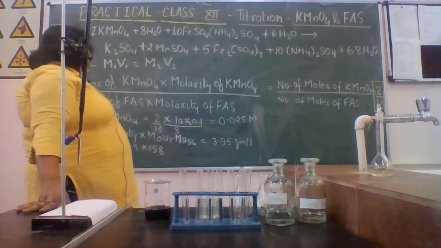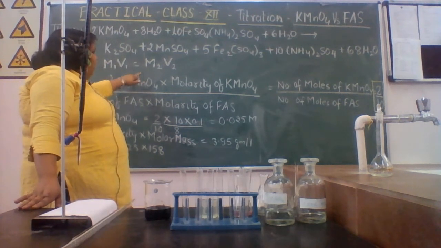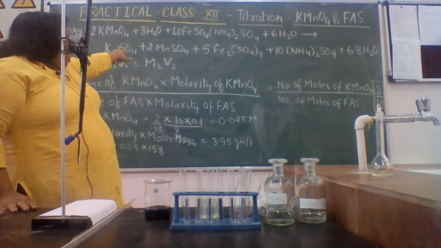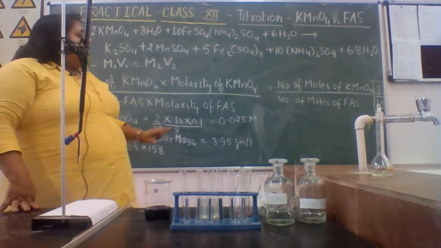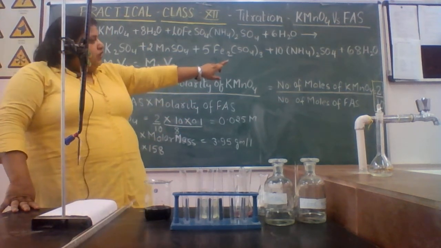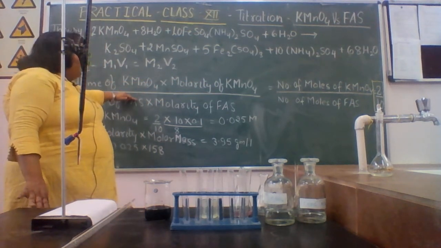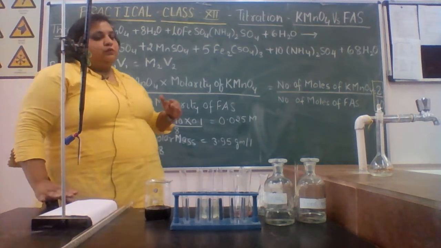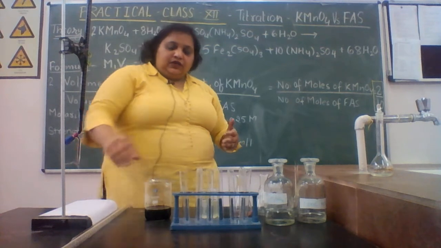What formula are we going to use? This is M1V1 is equal to M2V2, and on accounting to this, we have seen that 2 moles of KMnO4 are equal to the 10 moles of ferrous ammonium sulfate, that is why 2 by 10. This formula we will use for the calculation purpose. First, I am going to show you the procedure, how to conduct the experiment.